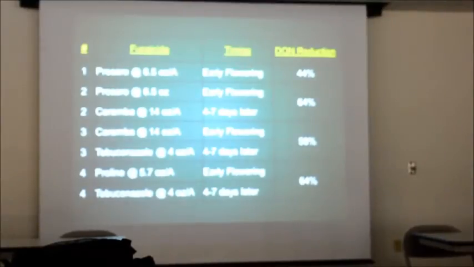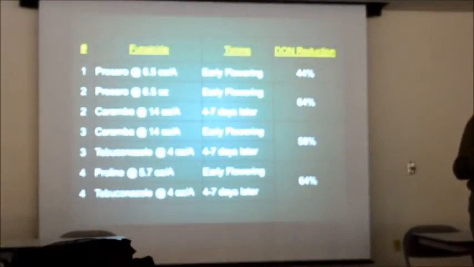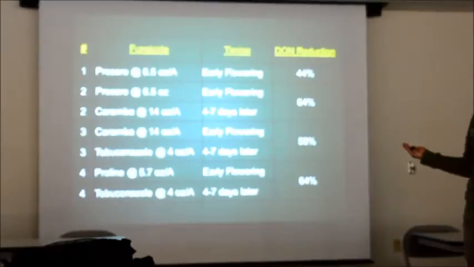So what are some of the trends we saw? Doing a double application did reduce that DON level a little bit more, but the next question I need to analyze with this data is how does this pan out in the economics?